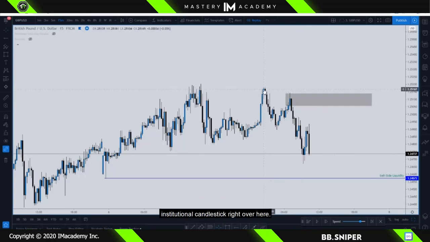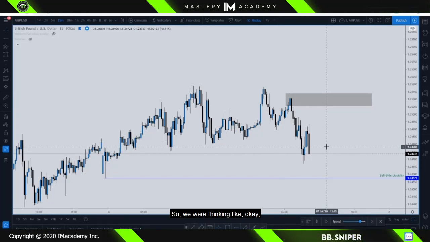You can see the market has an institutional candlestick right over here. The market came back down, came back up to that institutional candlestick, touched it, and is selling off. So we know that inside of this institutional candlestick, the blue one, there were a lot of sell orders delivered to the marketplace by smart money, because what we are seeing right now is just the aftermath of those orders.